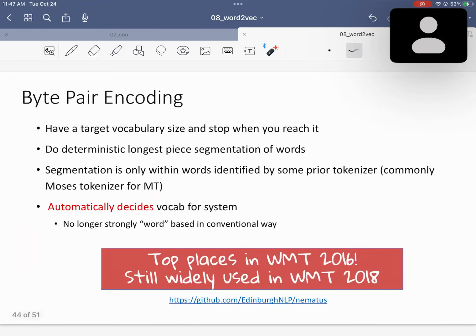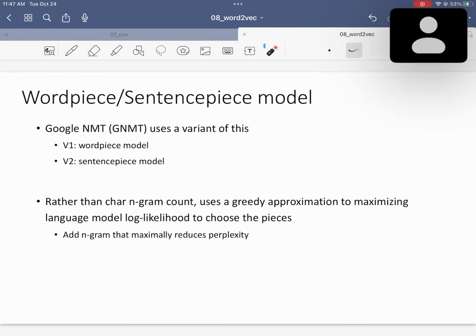But as opposed to that, what word piece or sentence piece does is that out of all the candidates, you select the one that maximizes the language model likelihood or reduces perplexity. So the candidate that reduces the information entropy the most. You want to select the ones that minimize the entropy the most. So that's a bit more sophisticated than simply going greedy.